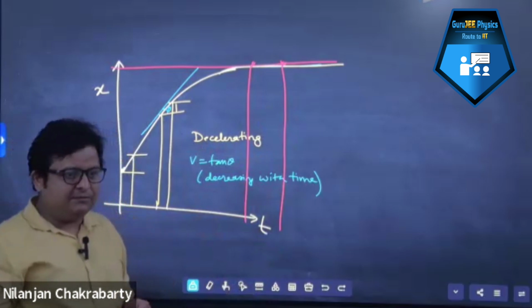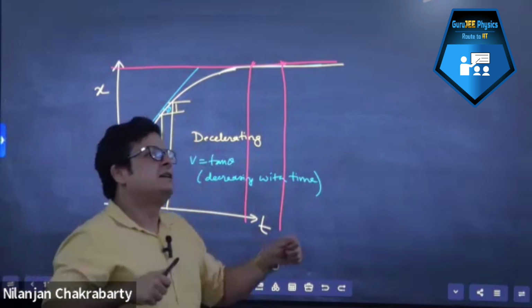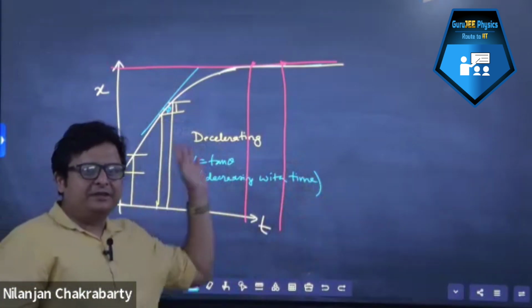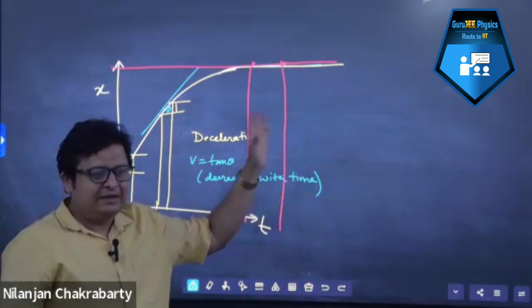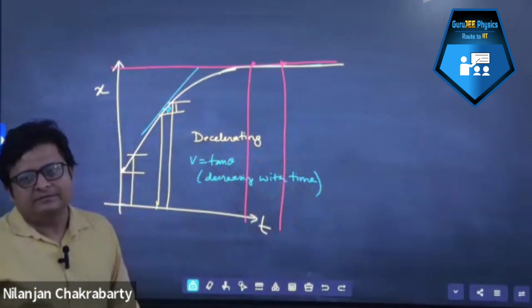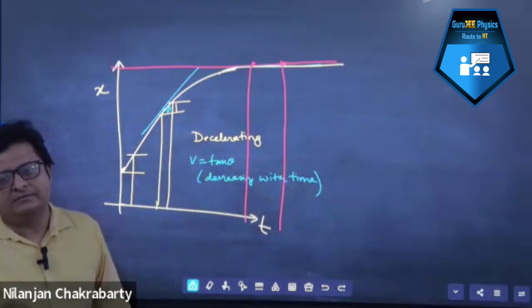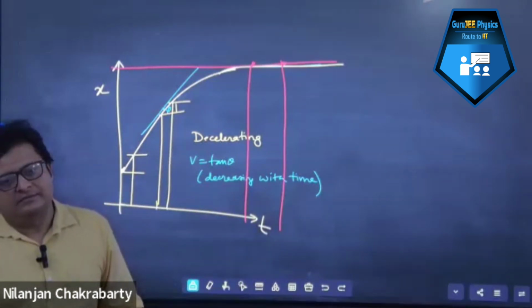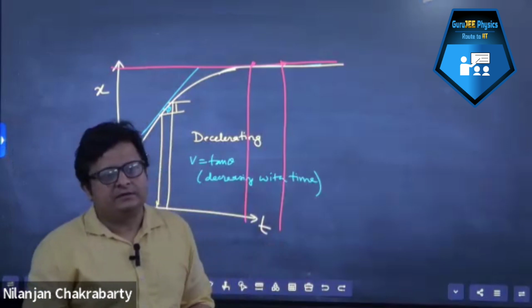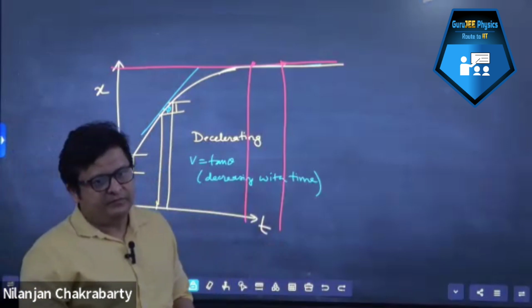Don't look at the graph and think the driver is going over a hill comfortably. It is not a physical hill actually. It is the x versus t graph. Breaking down and then remains at rest. Exactly.